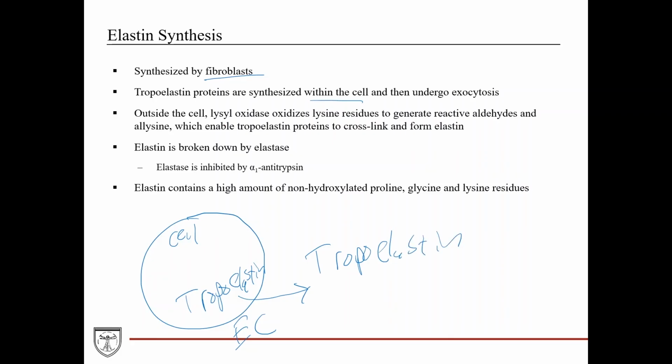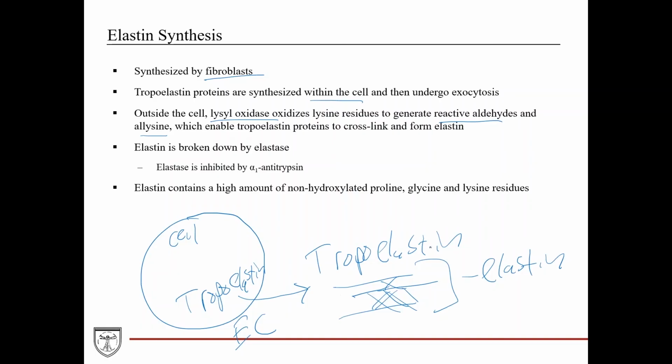And then outside the cell, you have lysyl oxidase again, which catalyzes an oxidation reaction of lysine residues to generate reactive aldehydes, allysine, which enable tropoelastin proteins to cross-link and form elastin. So if you have a couple different tropoelastin molecules like this, lysyl oxidase allows them to cross-link like that, and that's what forms elastin. So you have tropoelastins, which then cross-link to form elastin, similar to tropocollagen, which cross-links to form collagen fibers.